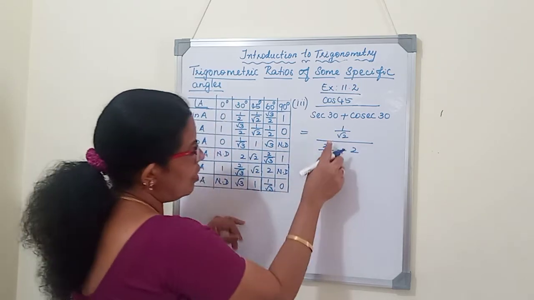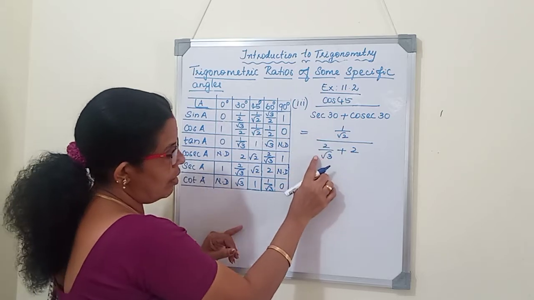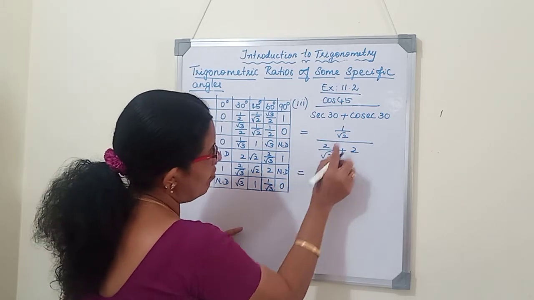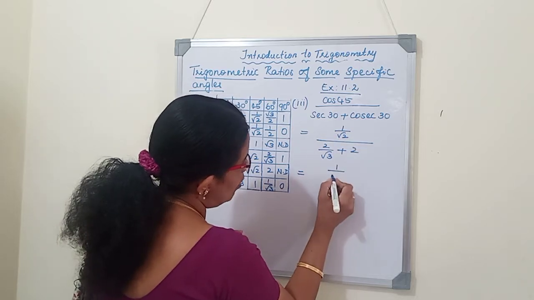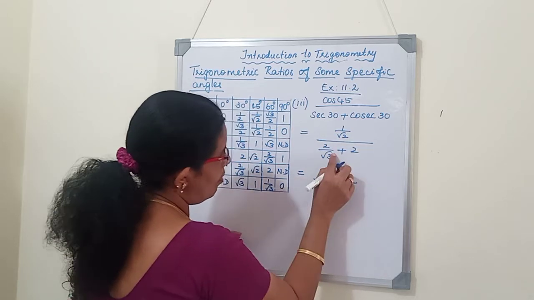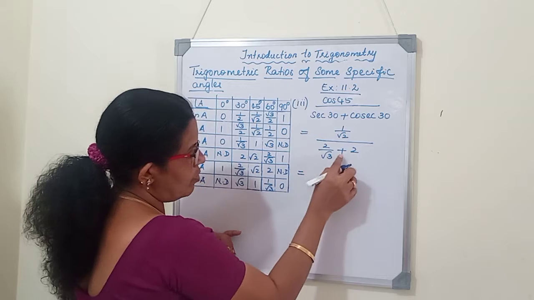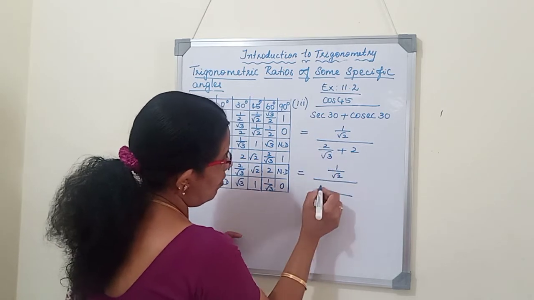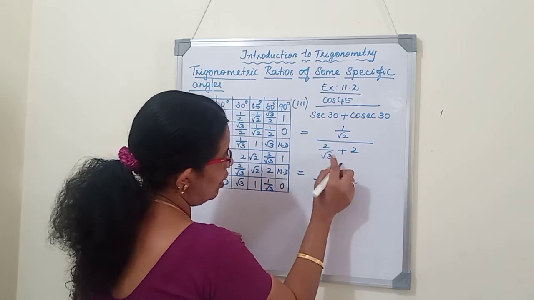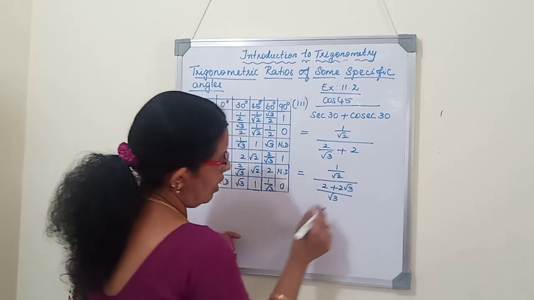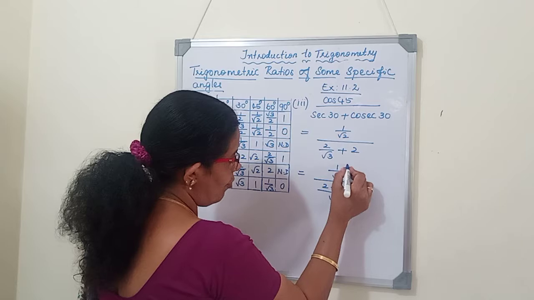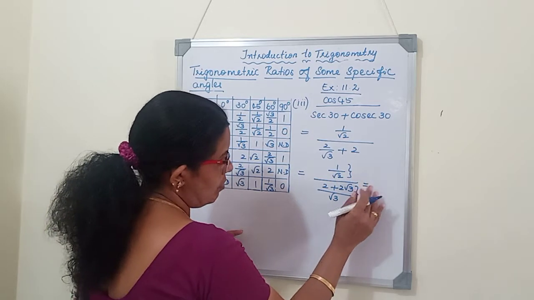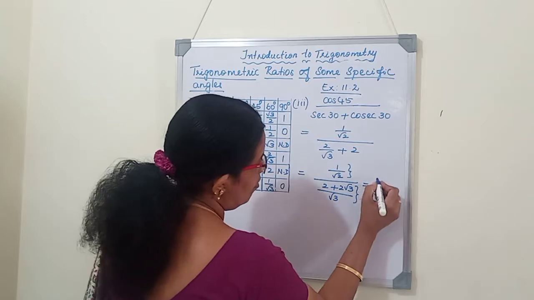It is 2. So here the numerator is a fraction, and the denominator is a fraction plus a whole number. So now in the denominator we will take LCM first. 1 by root 2 we will write as it is. Denominator, while adding 2 by root 3 plus 2, we will take LCM root 3. So we will write 2 as it is, 2 into root 3, 2 root 3 we will write. Now both are fractions. Numerator is a fraction, denominator is a fraction. We will multiply by the reciprocal.